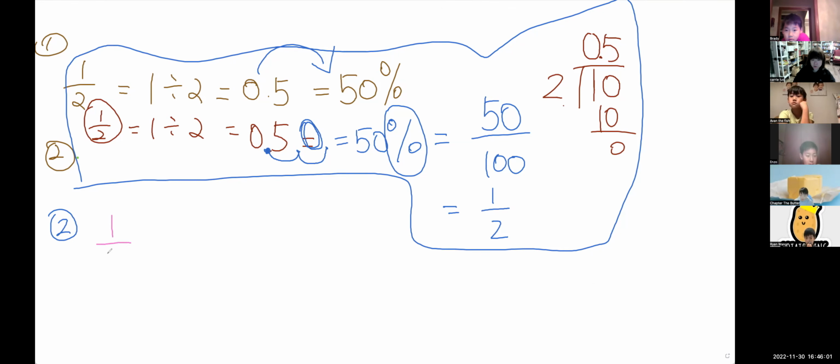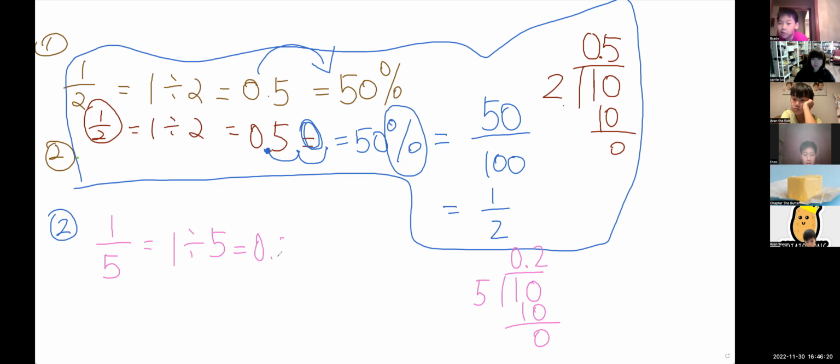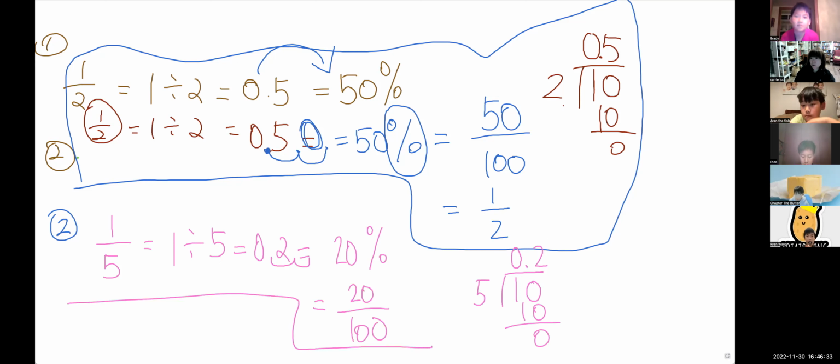So 1/5 equals what? 1 divided by 5 equals what? So everybody, there's no 5 in 1, so I put a 0. So 2 times 5 equals 10. So it's 0.2. So how to change it to percentage? I'm moving 1, 2, so it's 20%. And it also equals 20 over 100. Okay, everybody get it? This is the whole process I need from you. I don't want just an answer. I want the whole process of everything.